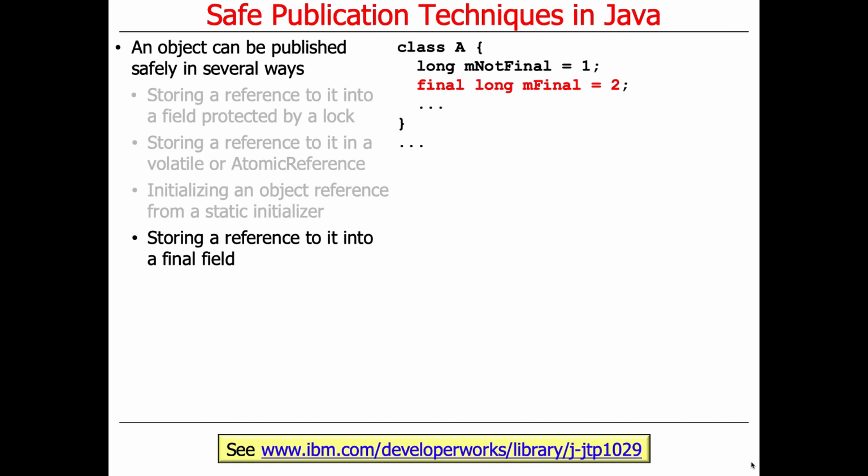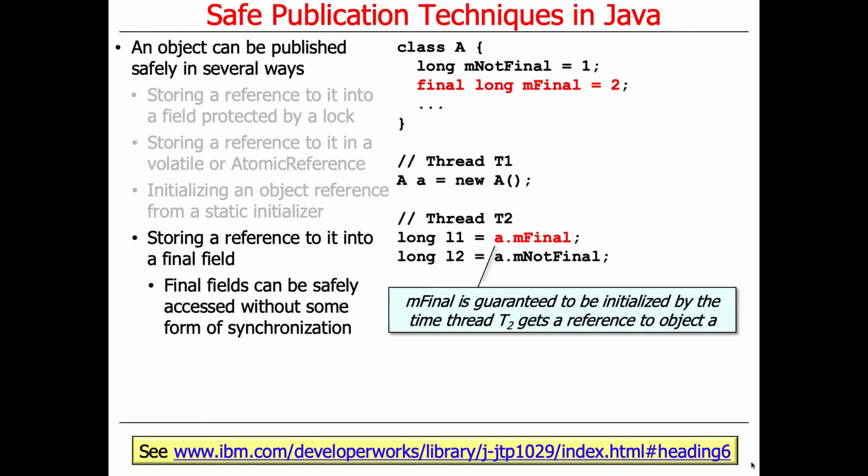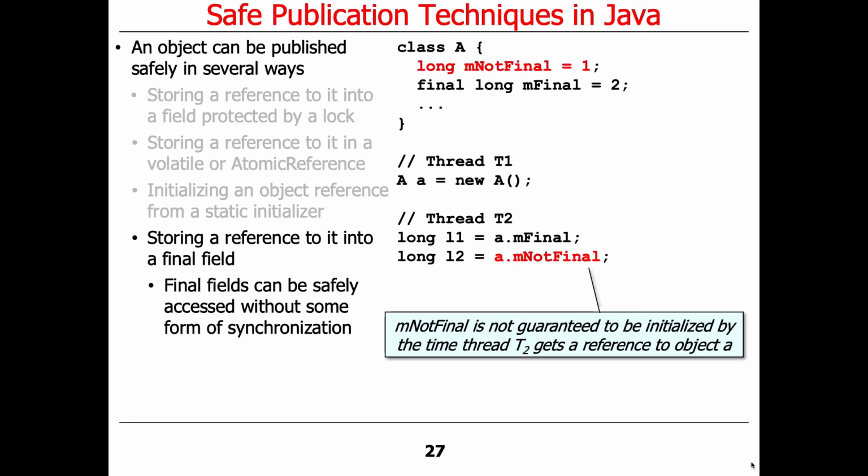Then you can also store a reference to an object into a final field. This is another interesting thing to be aware of. So down here we have a non-final field and we have a final field. So non-final, m-non-final, and m-final. And here we go ahead and initialize a new object A, and it's guaranteed that this final field will be initialized properly by the time thread 2 gets to run, because it's final, but it's not guaranteed that this field will be initialized by the time thread 2 runs, because it's not final. So final is yet another way to ensure this.